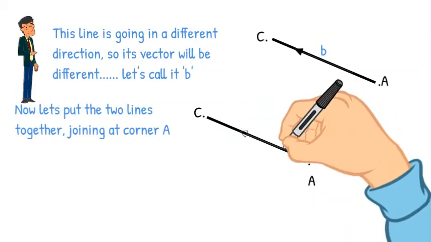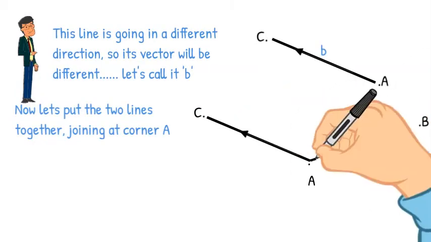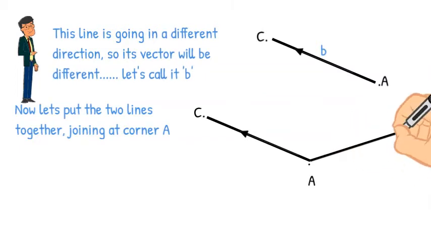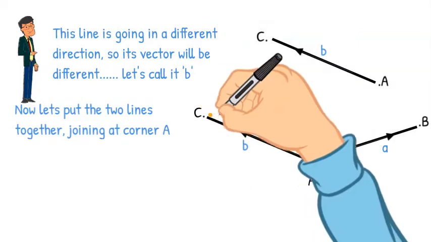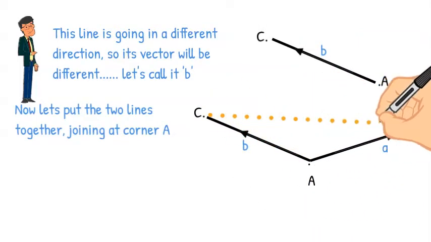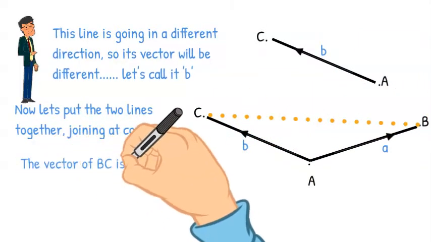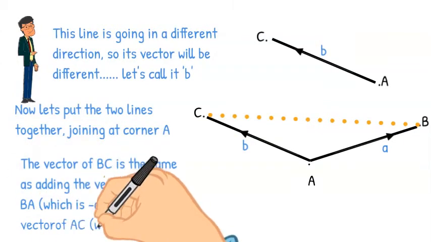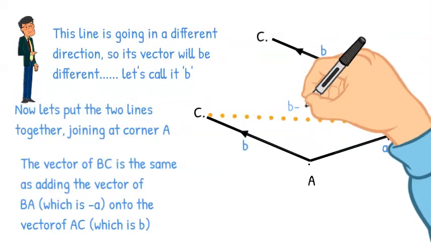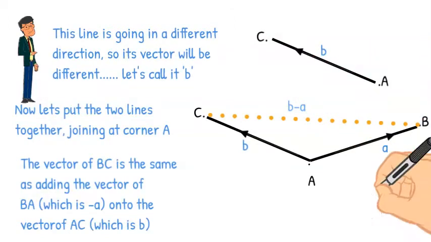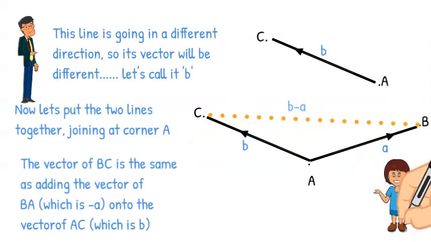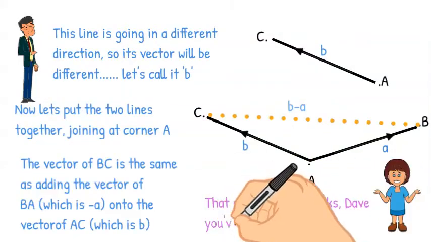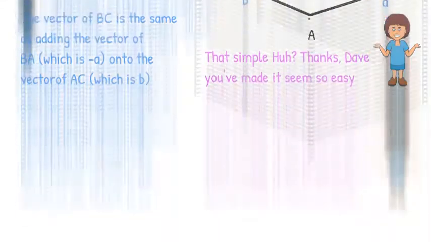Here we have 2 lines, A to B and A to C, with their vectors. We are being asked to work out the vector of B to C. Look at the diagram. You can go from B to A and from A to C to get the line BC. Remember that B to A is a reverse of the vector.